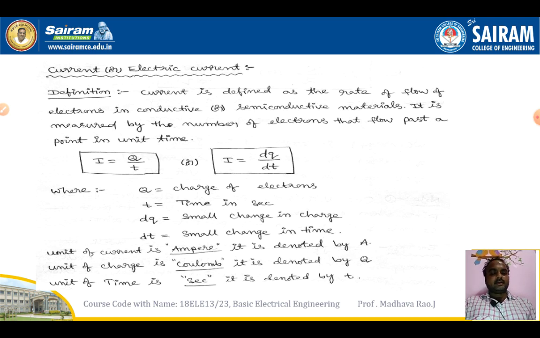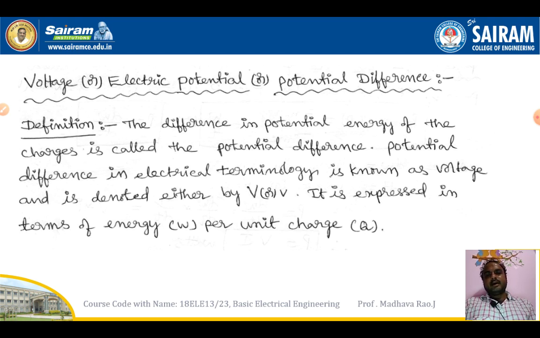This is about current. Next we will see voltage, or electric potential, or potential difference. The definition of voltage: the difference in potential energy of charges is called potential difference. Potential difference in electrical terminology is known as voltage. If you take the potential difference between any two different terminals, it is known as voltage, right?